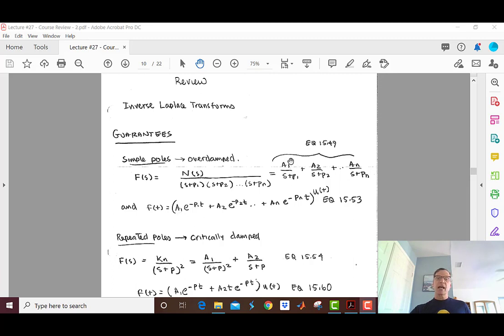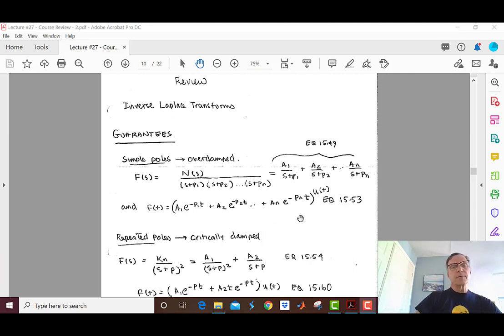It just is A1 e to the minus P1t plus A2 e to the minus P2t, etc. So if your frequency domain function consists of simple poles like this, you can use partial fraction techniques to get it into this format, and then your inverse Laplace transforms are trivial.